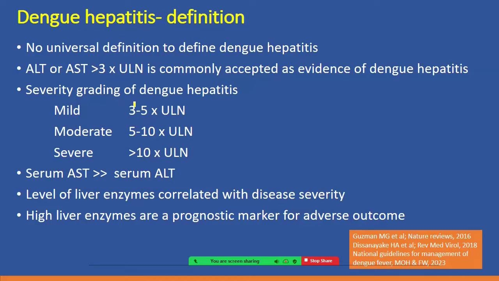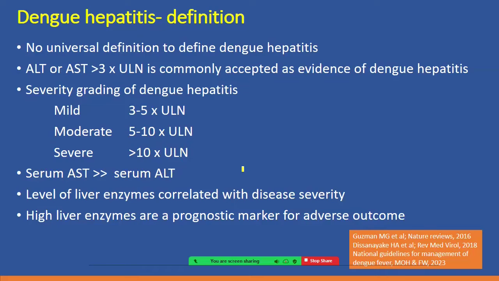Here, the important point to note is that in dengue hepatitis, the serum AST is significantly higher than the serum ALT levels. And this is partly attributed to the release of AST enzymes from the muscles as well, which are involved in dengue fever. So hence AST levels are higher as compared to ALT.